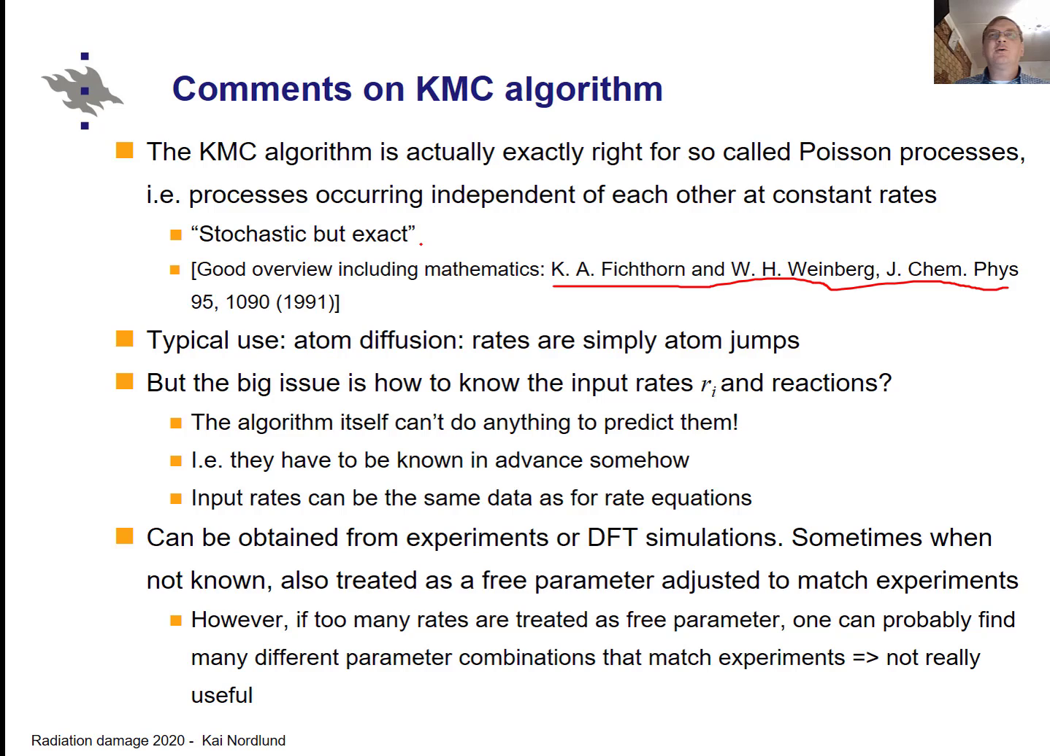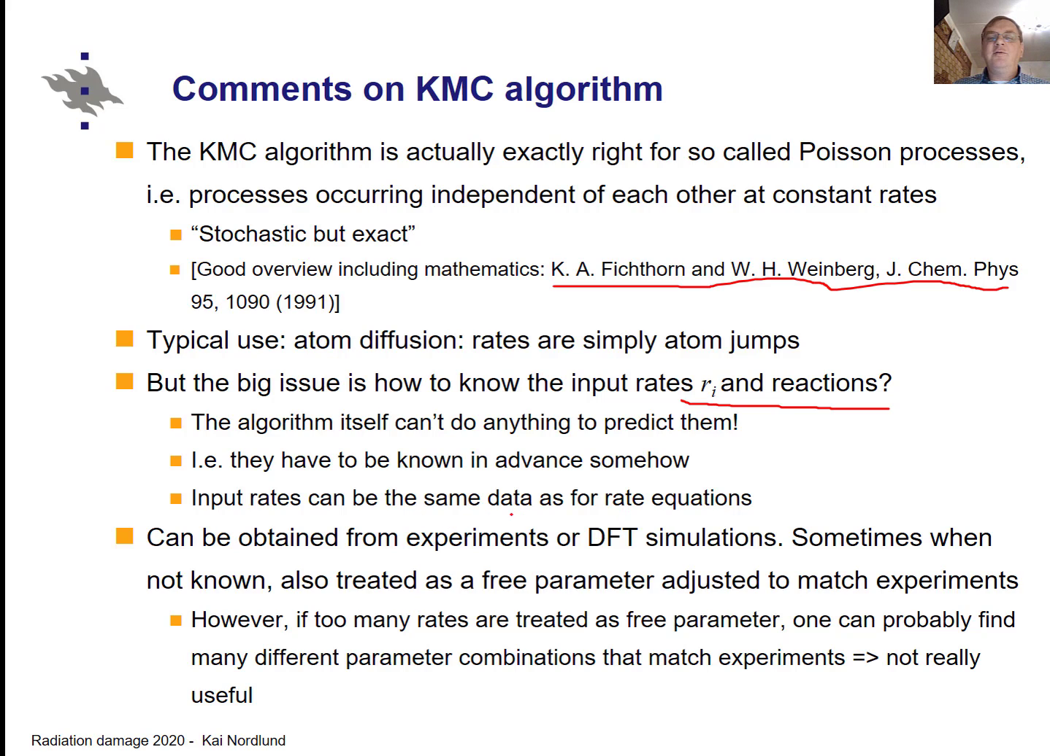You may wonder about this stochastic but exact, but it does make sense, because reality is also stochastic. In reality, the jumps also occur on a random quantum level, atom vibration processes, so in reality it's also stochastic, but still the average number you get will be exactly correct. And it's very typically used exactly to simulate atom diffusion. The rates are simply the atom jumps. But you note that these rates and reactions have to be input to it, and the algorithm cannot predict them. So you have to know which reactions occur, at which rates they occur, which capture rates there are, and so on and so on.